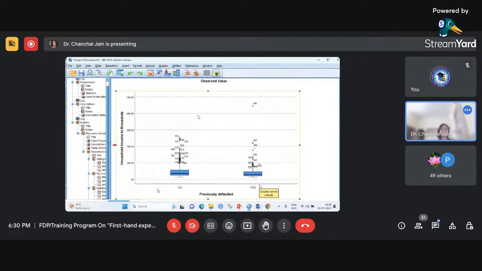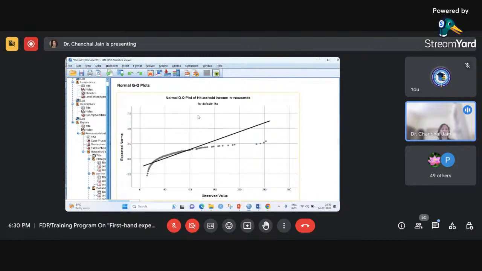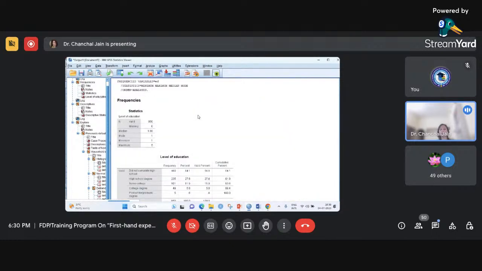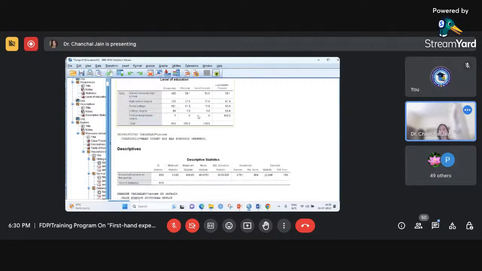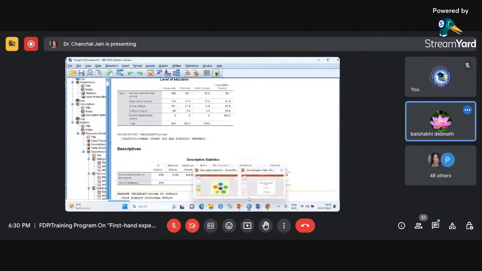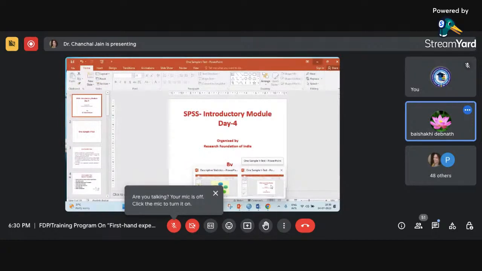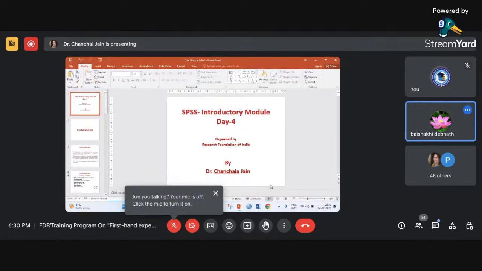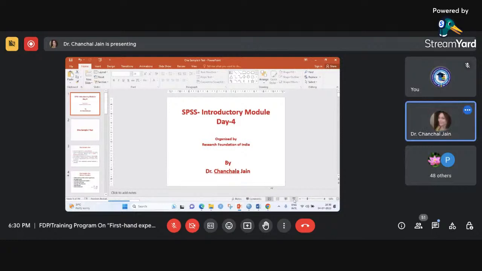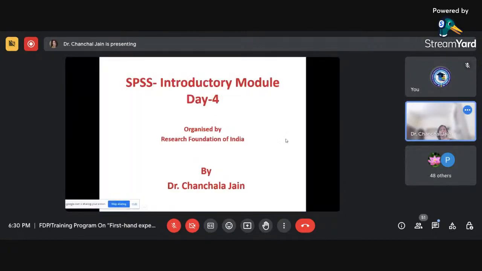So this is the way of finding the descriptive statistics using SPSS, all three ways I have explained to you. I think, is it fine? Any doubt so far? If any doubt, you can ask me, or else I'll go for the next thing, that is the one sample t-test. Any doubt? No, ma'am. No, ma'am.